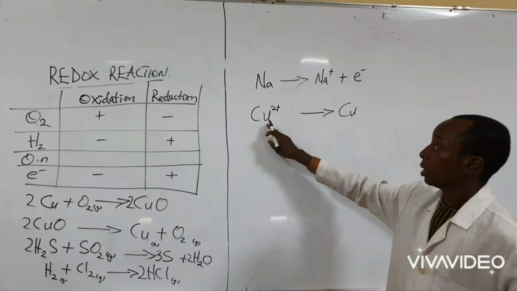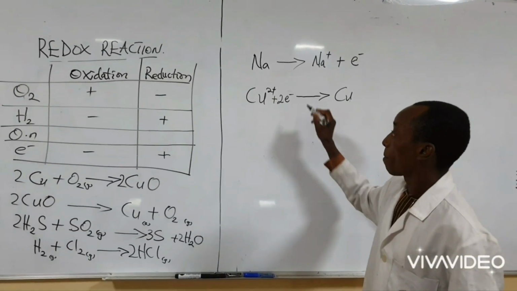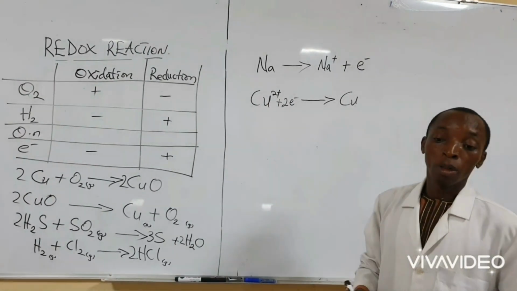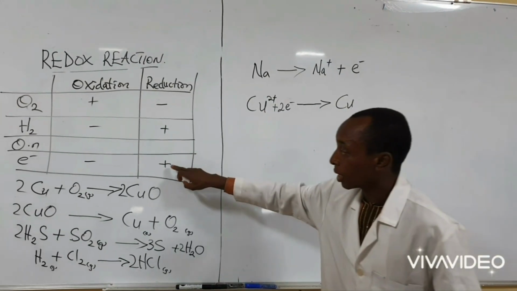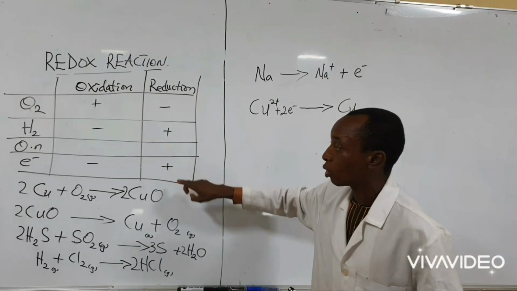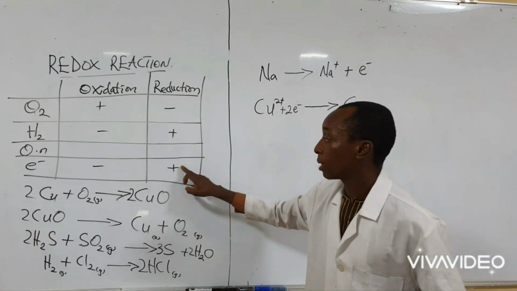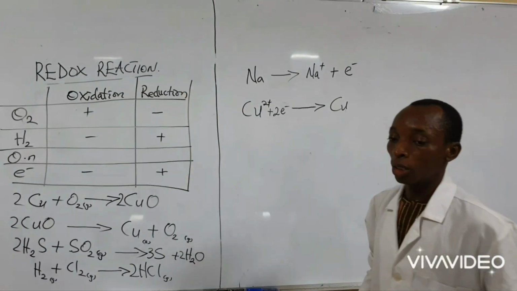Something must have happened. By the time it gains 2 electrons, it becomes a metal. Acceptance of electron is what we call reduction. That is acceptance of electron. This one is loss of electron. It's called oxidation. Acceptance of electron or gain of electron is what we call reduction.